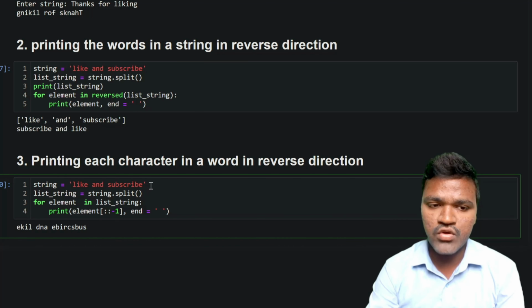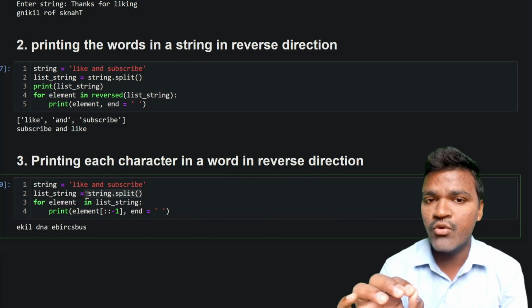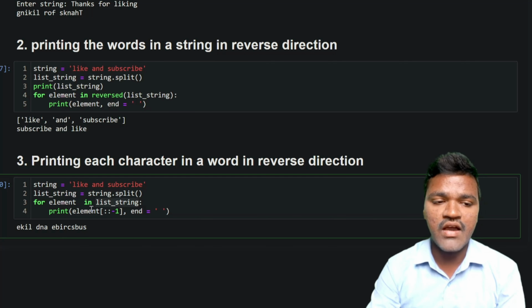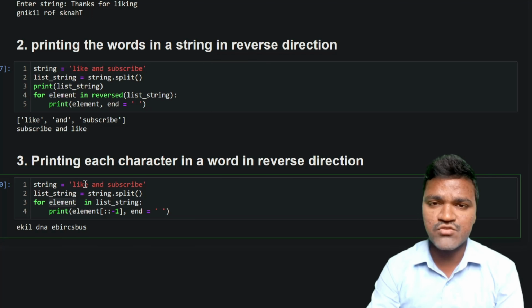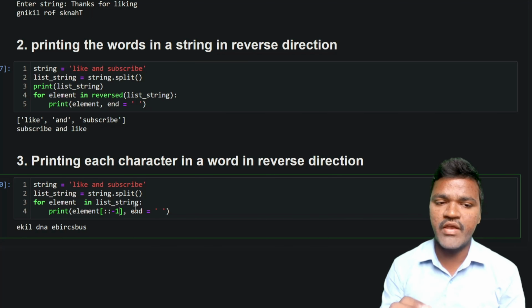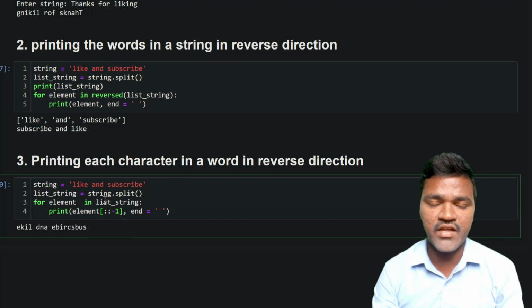To understand more clearly, I will explain one more time quickly. Here we are taking the string and splitting it. As a result, we get the words in the string. We iterate through those words and get each element: "like" as one element, "and" as one element, "subscribe" as one element. We print each in the reverse direction by using this index operation. Now I hope you can understand how we can solve this problem effectively by combining indexing, split and iterating.